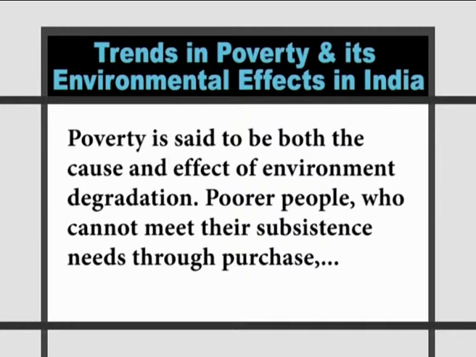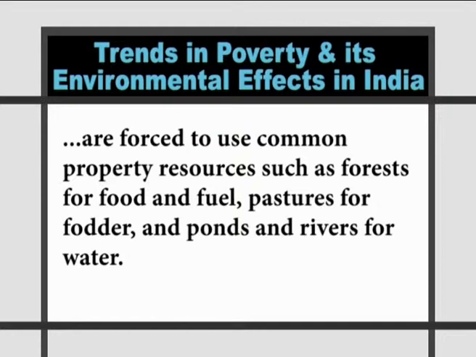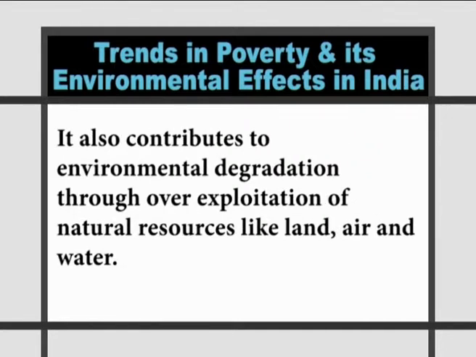Poorer people who cannot meet their subsistence needs through purchase are forced to use common property resources such as forests for food and fuel, pastures for fodder, and ponds and rivers for water. It also contributes to environmental degradation through over-exploitation of natural resources like land, air, and water.